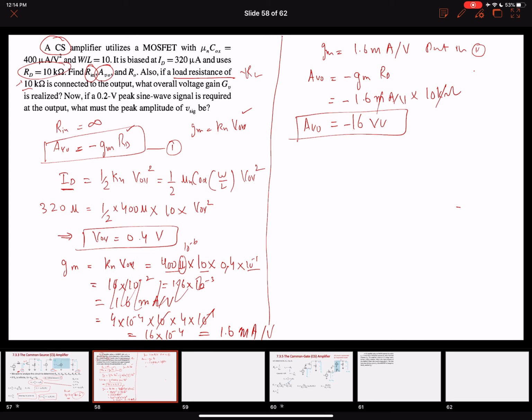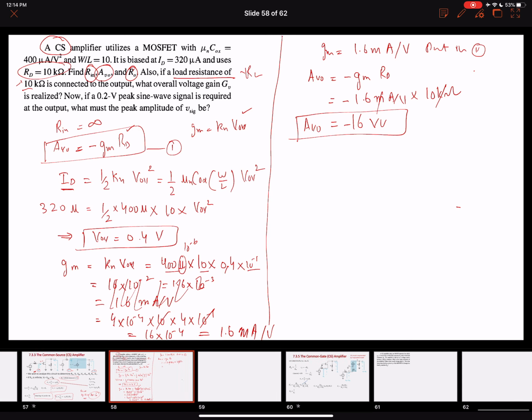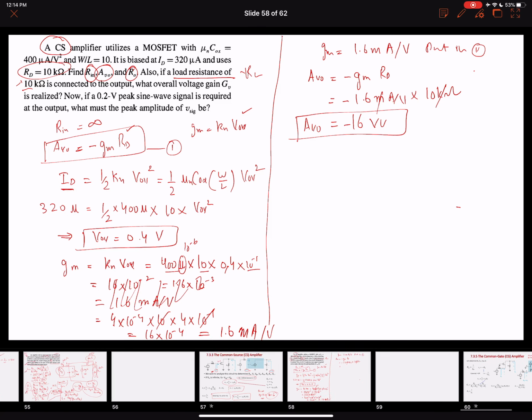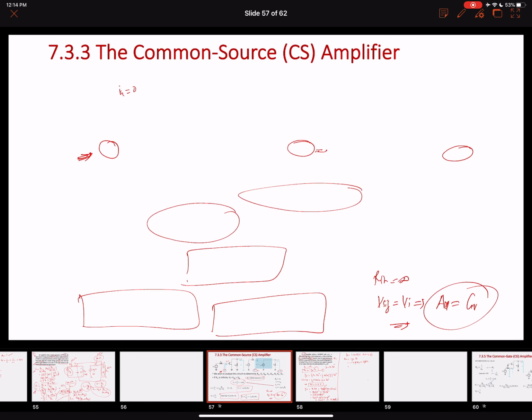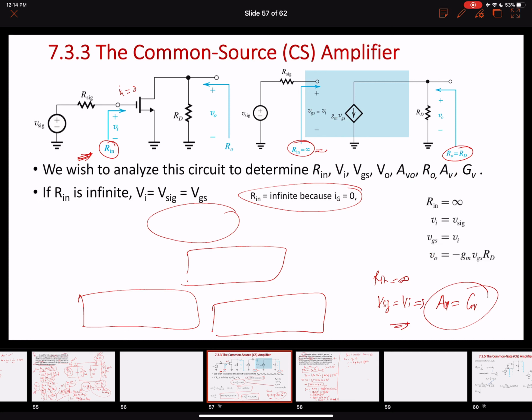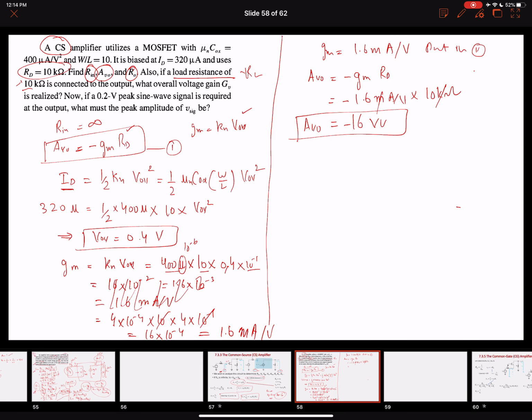The second thing that we need to do is to find out the value of the R naught. Going back to the common source amplifier configuration, we know that the value of R naught equals RD. So I'm going to use the same thing. The third value that we need to find out, R naught equals RD. What is the value of RD? 10 kilo ohms. So we ended up finding out this value as well.